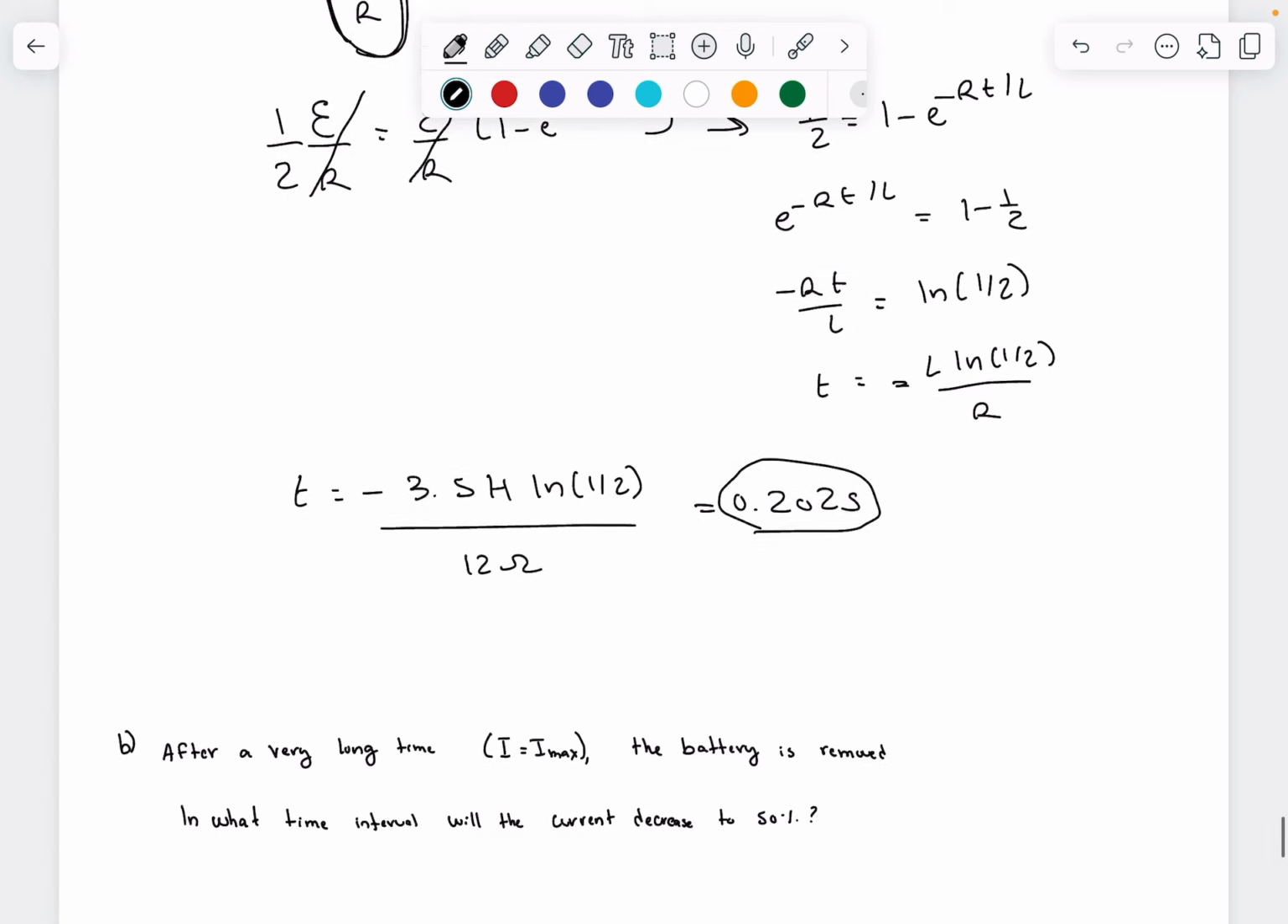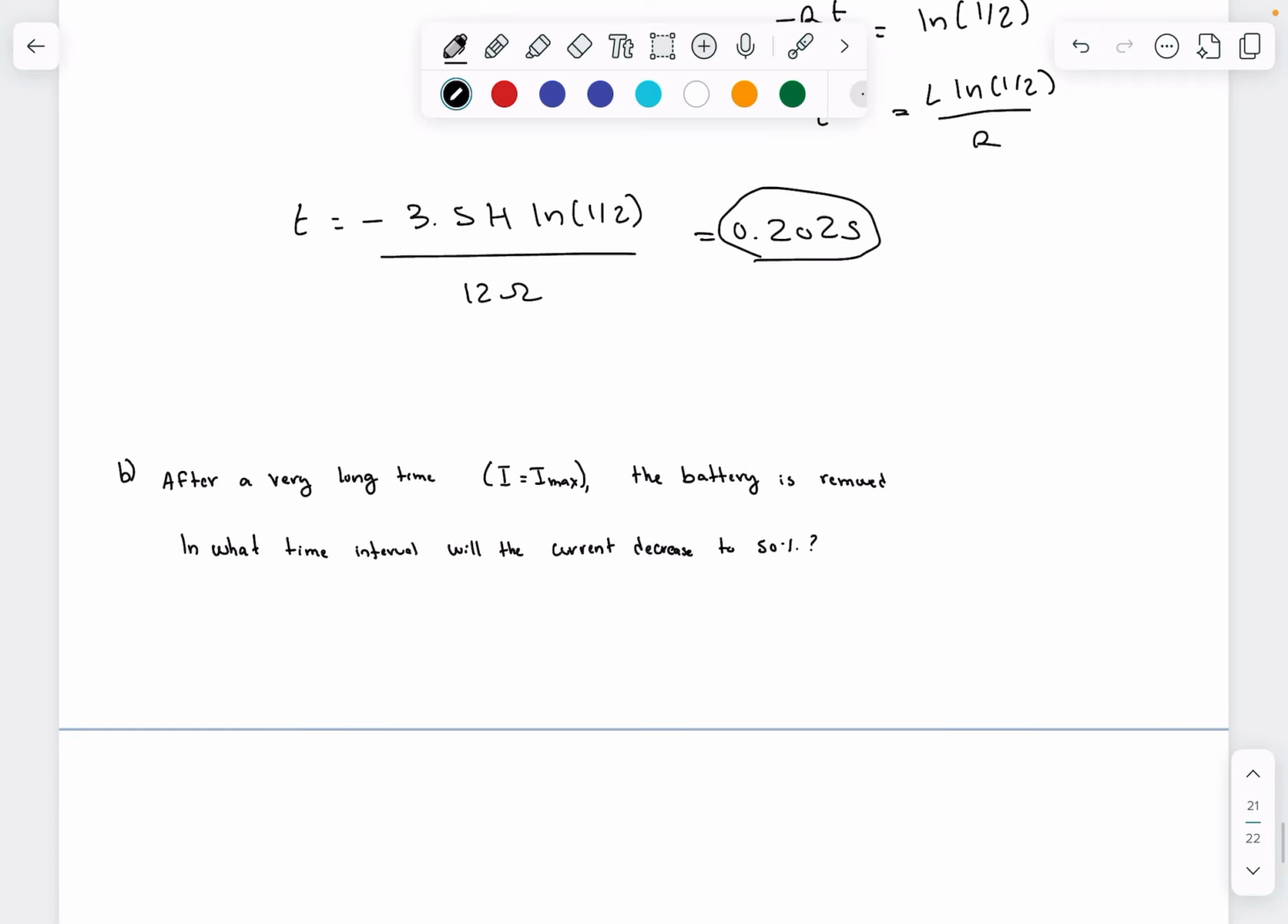Now you're told that after a very long time, I is equal to I max. So we've let it reach its maximum current, so the inductor is not really doing anything. The battery is then removed. In what time interval will the current decrease to 50%? Well, we should know that if it takes 0.2 seconds to increase, it should also take 0.2 seconds to decrease.